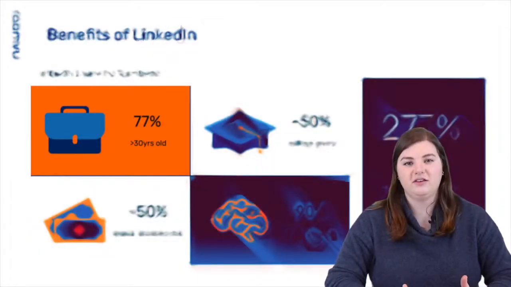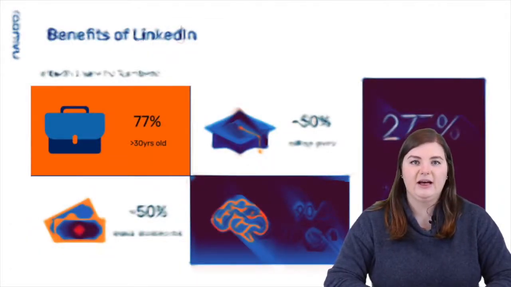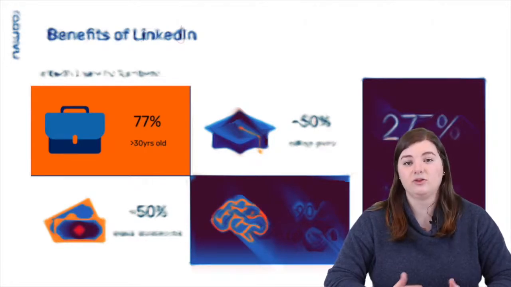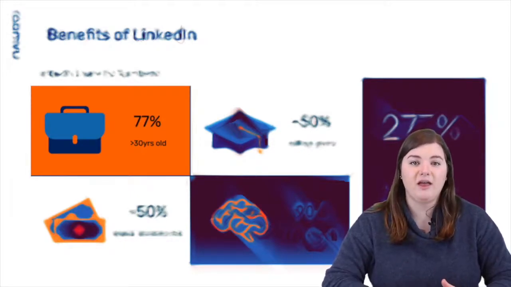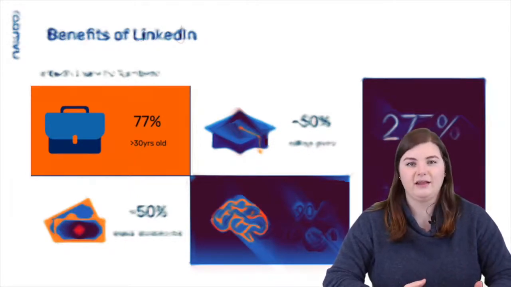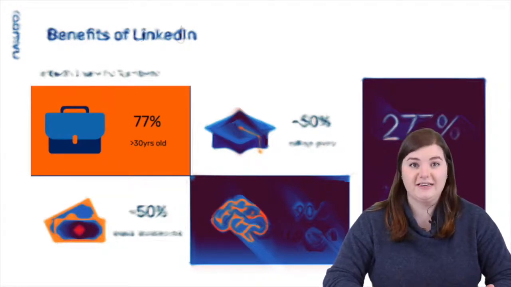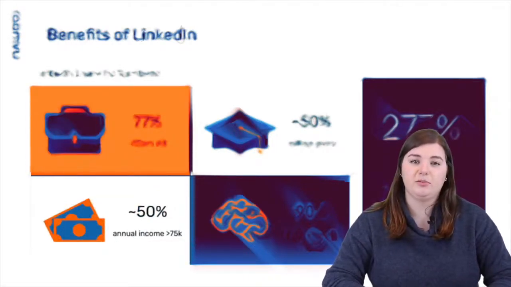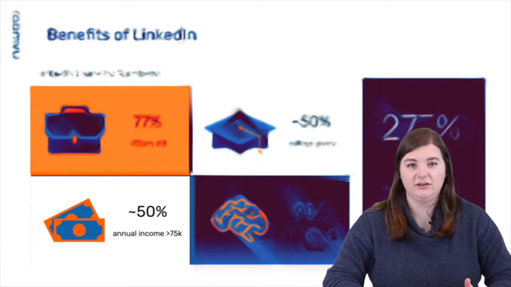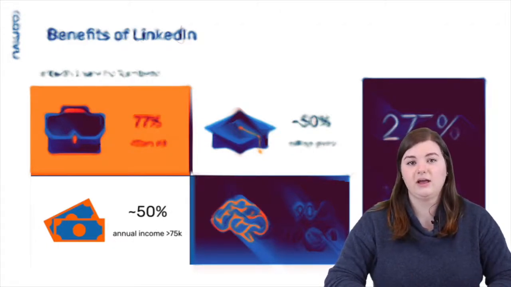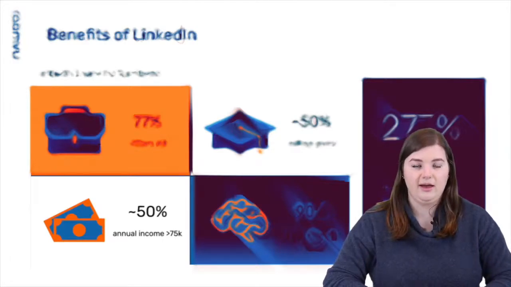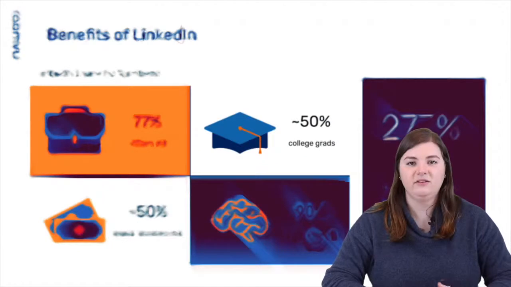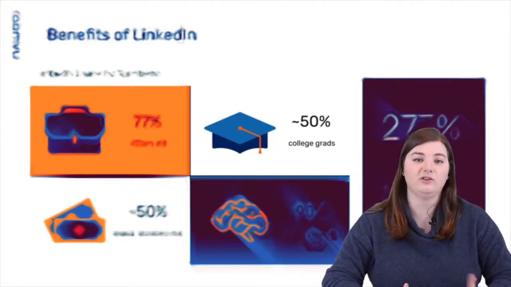So if we looked at LinkedIn users by the numbers, 77% of them are older than 30 years old. So that means that they hit within that target demographic of those that are buying and selling and interested and involved in real estate. Also, close to 50% of them make $75,000 a year or more in annual income. So that really speaks to their financial position to be able to get involved in real estate or already be involved. And along those same lines, almost half of them tend to be college graduates.